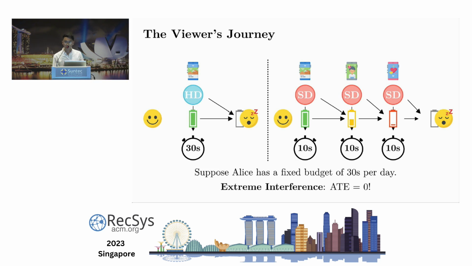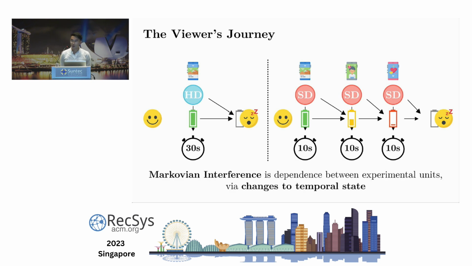This is a situation with extreme interference, where everything that you measured with that naive approach is actually just due to interference. More generally, this is the problem that we call Markovian interference. This is a dependence that arises between experimental units. Here, different streamers are experimental units. And that dependence arises via changes to a shared temporal state. So this is Markovian interference.